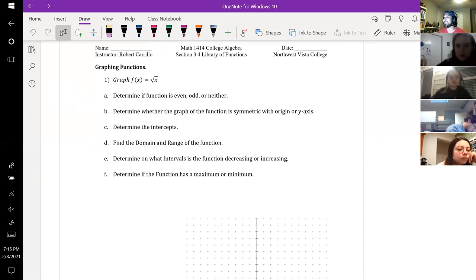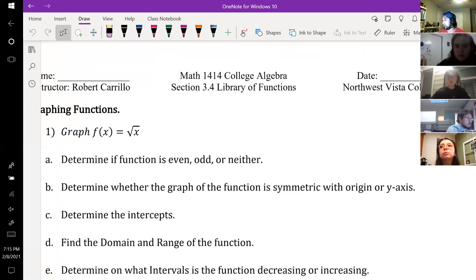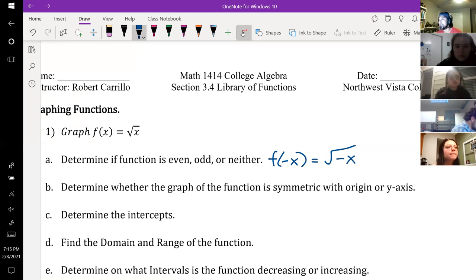So the first thing we're starting off with is the square root of x. And the first thing we want to know is, is it even, odd, or neither? Remember, we can do this graphically and we can do it algebraically. So let's go ahead and try it algebraically first. To be even, if you plug in negative x, you should get the original function back. So f of negative x for the square root of x gives you the square root of negative x. Now, since we can't simplify this anymore, did we get the original function back?